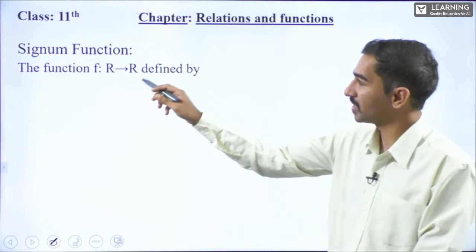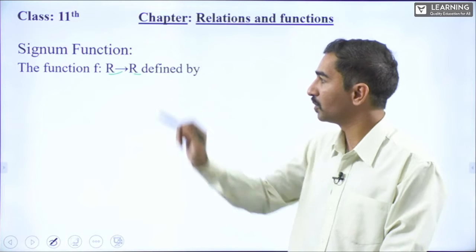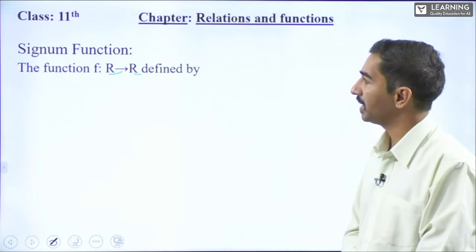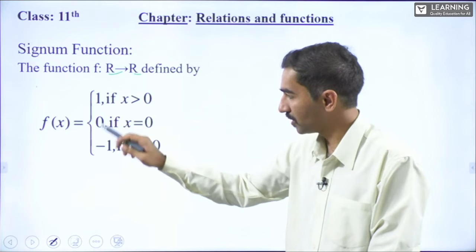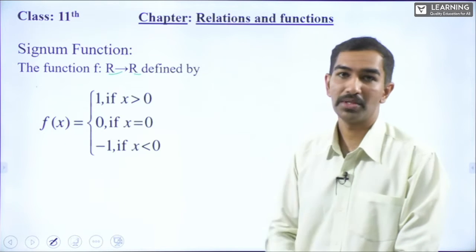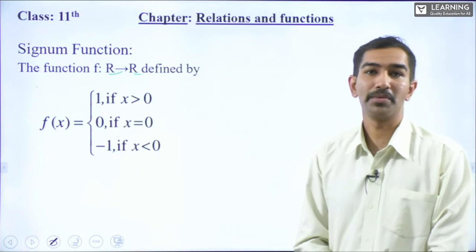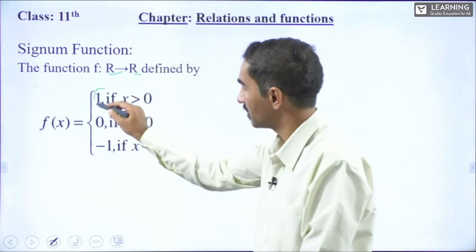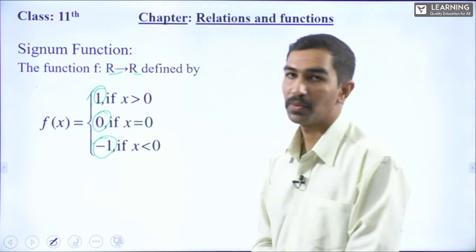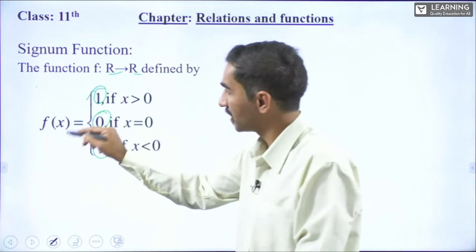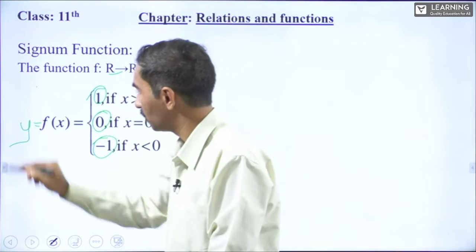A function f from R to R, domain to codomain or range, defined by f of x is equal to 1, f of x is equal to 0, and f of x is equal to minus 1. Students, f of x is taking 3 different values here. What is the first value? That is 1. Second value, 0. What is the third value? Minus 1. So f of x is nothing but y.